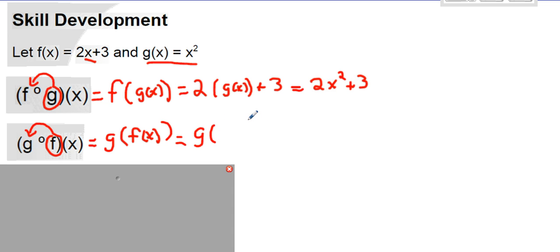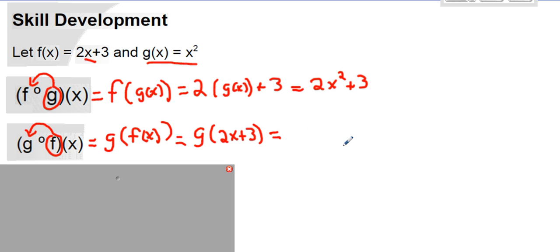I'm going to write g, still my outer function, and I'm going to substitute in the value of f of x. Now, because f of x is 2x plus 3, let me give myself a little more room. I'm going to take f of x out and put in my 2x plus 3 here. Okay, now I'm going to evaluate g at 2x plus 3.